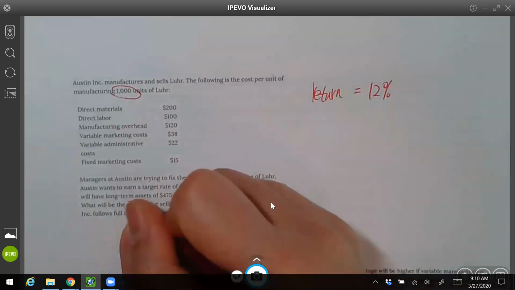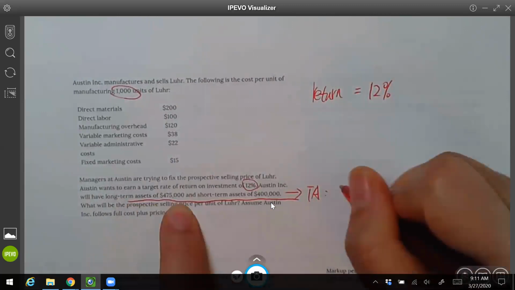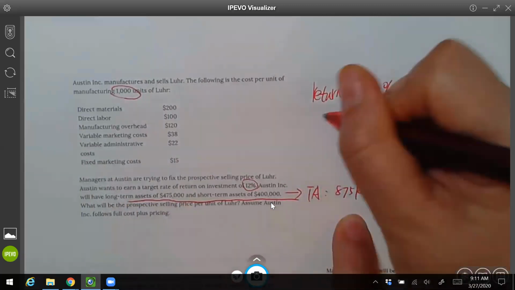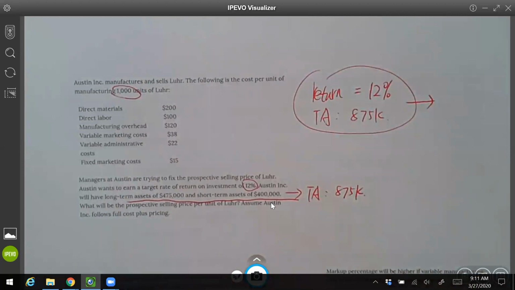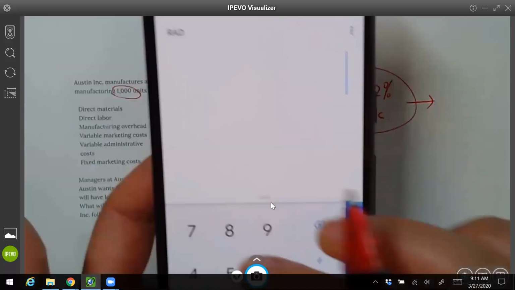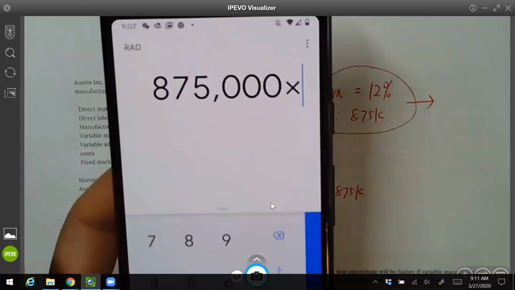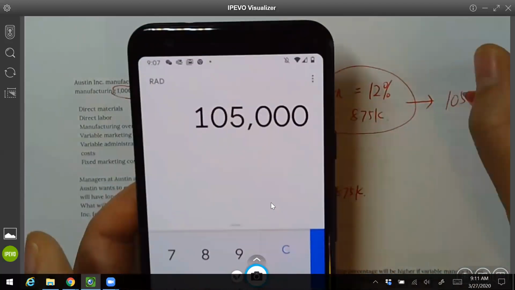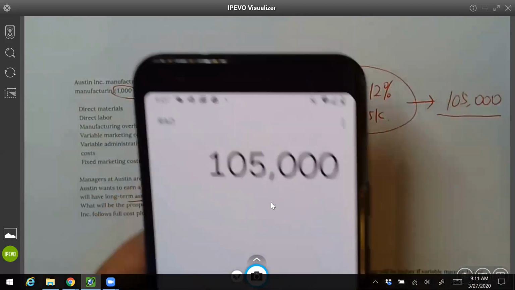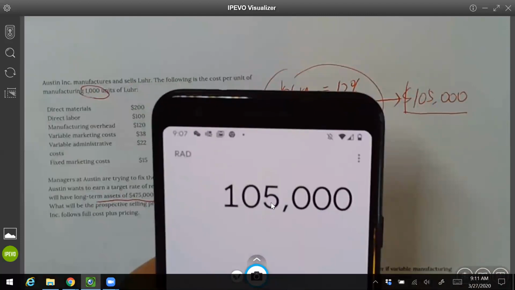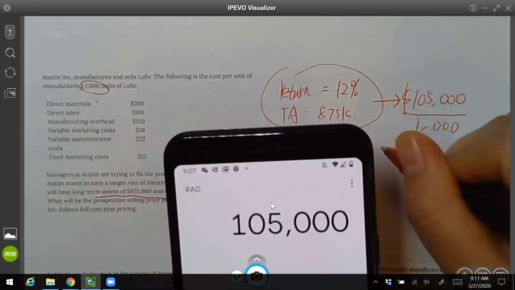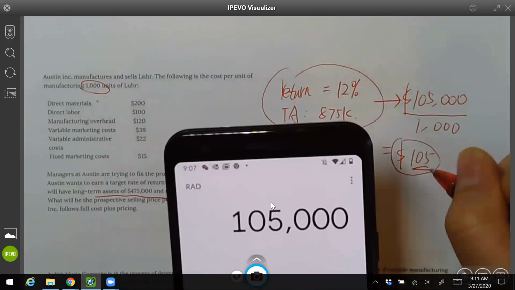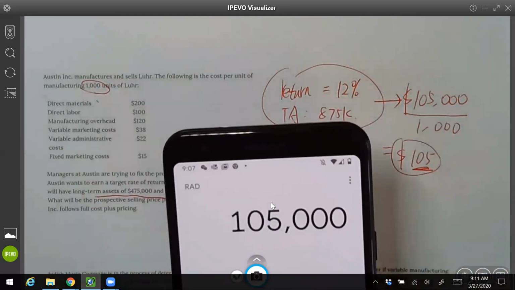So from here, we can find our total assets will be 875,000, right? So total assets is 875,000. We want the return to be 12%. So we can get our required return as the profit, as the markup. So 875,000 times 12% as the return. So total we want 105,000. We want 105,000 as our total profit, as our total return. But we have 1,000 units, right? So for each one, our return, our profit, our markup, our plus will be 105.